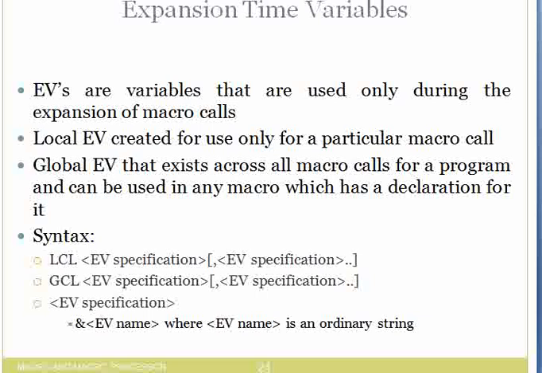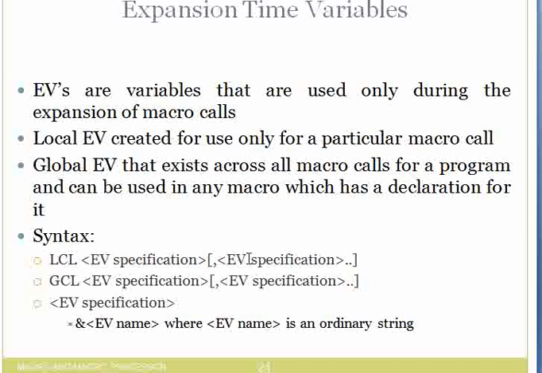How do we declare these expansion time variables? Expansion time variables of the local kind are declared as LCL followed by the EV specification. How do we write this EV specification? We write an ampersand followed by a name, and that name is nothing but an ordinary string. How many can we declare? As many as we want, so minimum 1, maximum as many as we want.